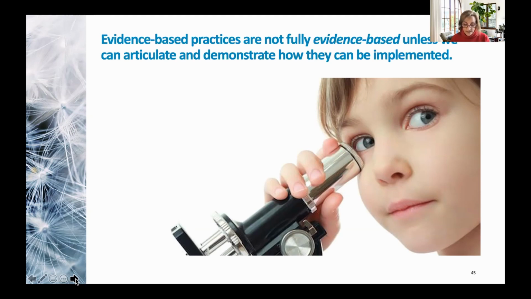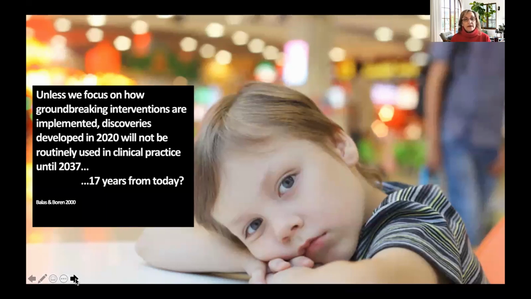I think scientists should be accountable where work is funded by the taxpayer, and think about these kinds of questions of what kind of impact they are going to have. How are people going to use this research evidence? Unless we focus on how groundbreaking interventions that we're all working on are implemented, discoveries that we develop today, it should probably be 2021 now, will not be routinely used in clinical practice until 2037, 17 years from today. I don't think we can wait that long.